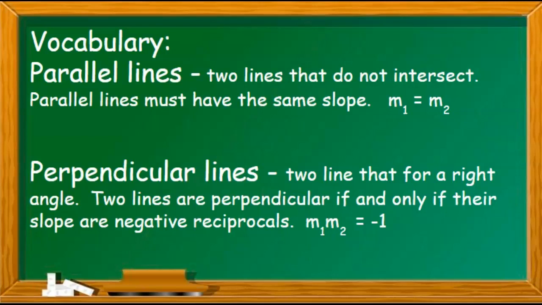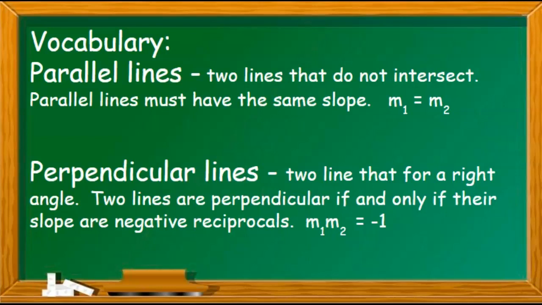So in your vocabulary, be sure you write down the definition of the following two words. The first word is parallel lines. Parallel lines are two lines that do not intersect. That's what I kind of call the geometry definition. We're going to extend that past that. So anytime I ask you what the definition of parallel lines is, I do need you to continue on. They are also two lines that must have the same slope.